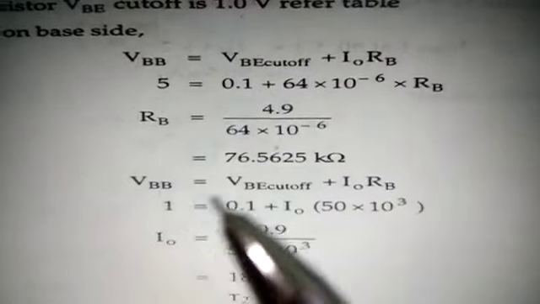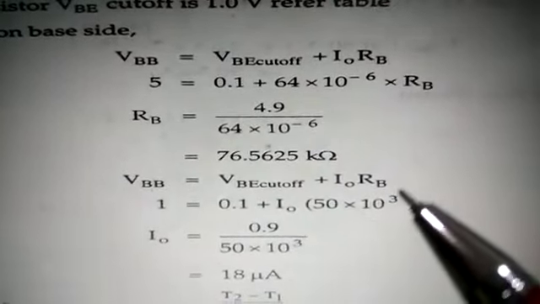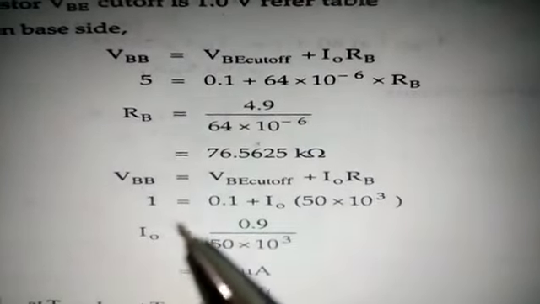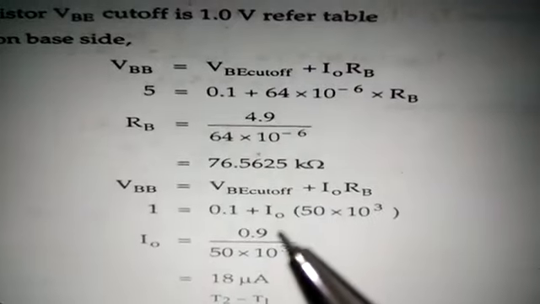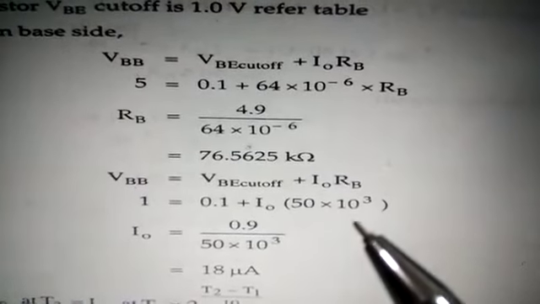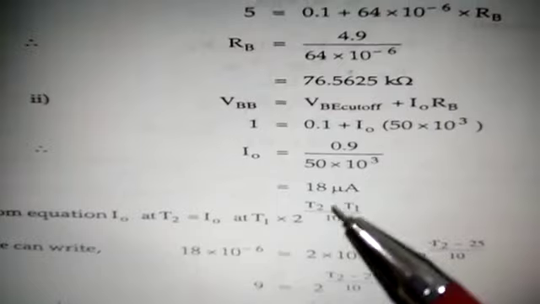Now VBB is equal to total voltage, VBE cutoff plus I0 into RB. So VBB is given as 1 volt, VBE cutoff is 0.1 as per the standard data, and I0 into 50 into 10 raised to minus 3 is the value of RB. So you can calculate the value of I0. This comes to be 18 microampere.